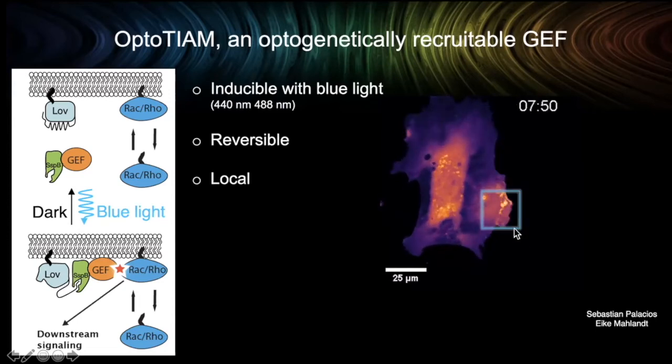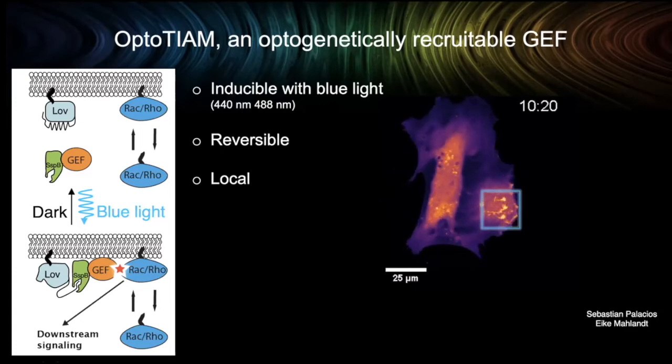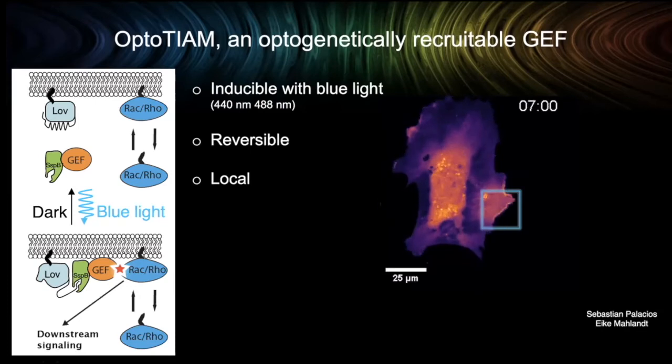So this is extremely interesting also because you can go to the next cell and to the next cell and to the next cell, as opposed to chemical stimulation, where all the cells in your dish will have responded. And so it's really nice for modulating signaling processes.